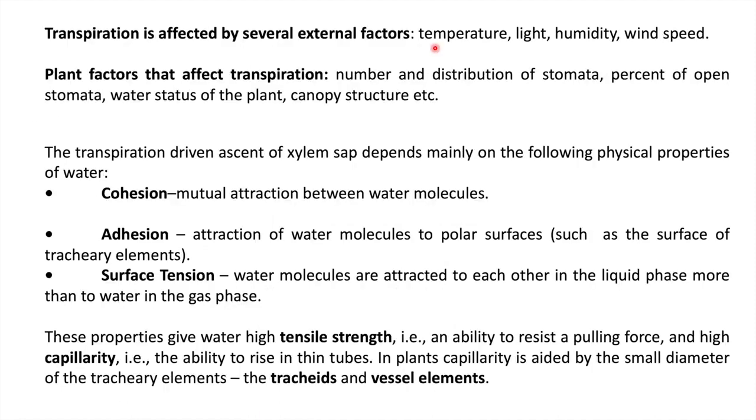There are many factors which affect the transpiration process. External factors are temperature, light, humidity and wind speed. When there is high temperature, there is increased transpiration. When there is a good amount of light, transpiration is high. When there is a high humidity environment, transpiration becomes slow or stops. And when there is high wind speed, transpiration is high.